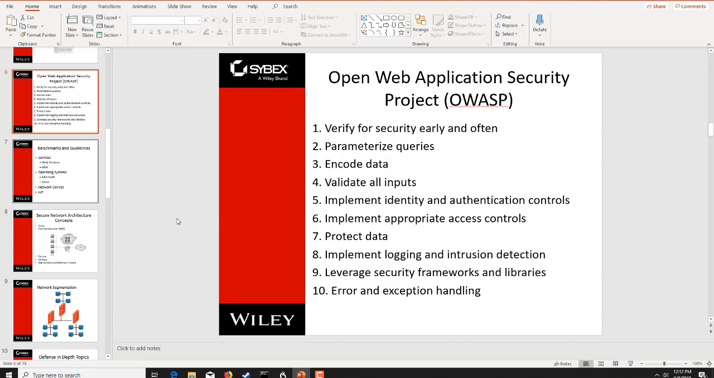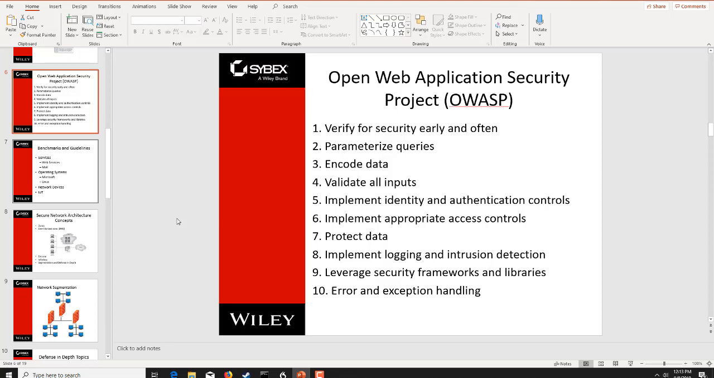Basically, OWASP is an international organization that helps to verify security for web applications, for websites. They come out with a standard every 2 or 3 years as the top 10 potential vulnerability security pitfalls. Here we have the most recent one, I think from 2017, if I'm not mistaken. As you can see, verify for security early and often. Queries, encoding of data, and validation of inputs help fight off SQL injection attacks.